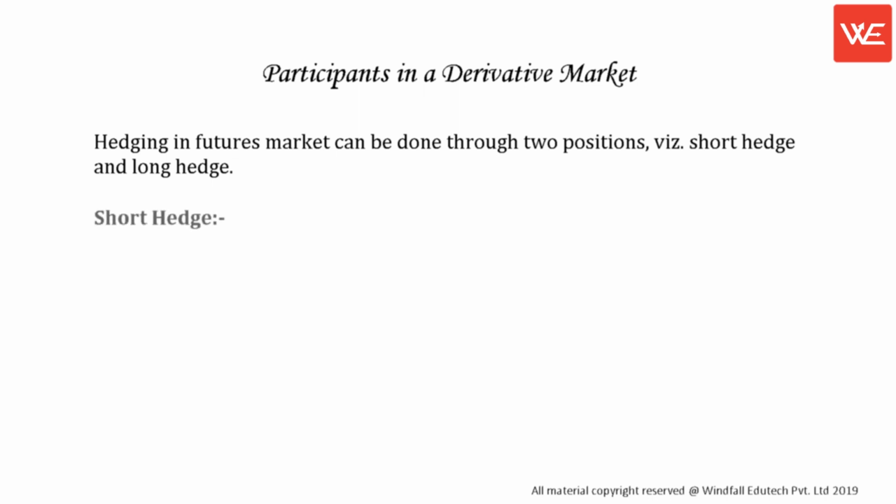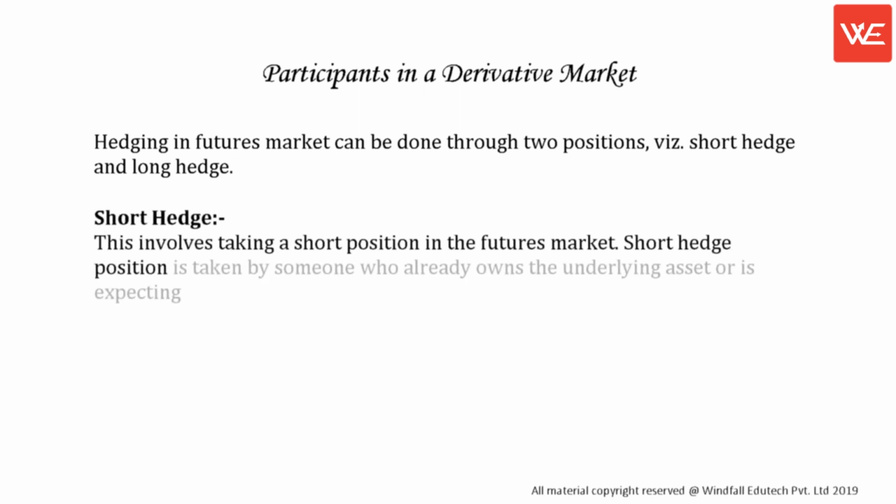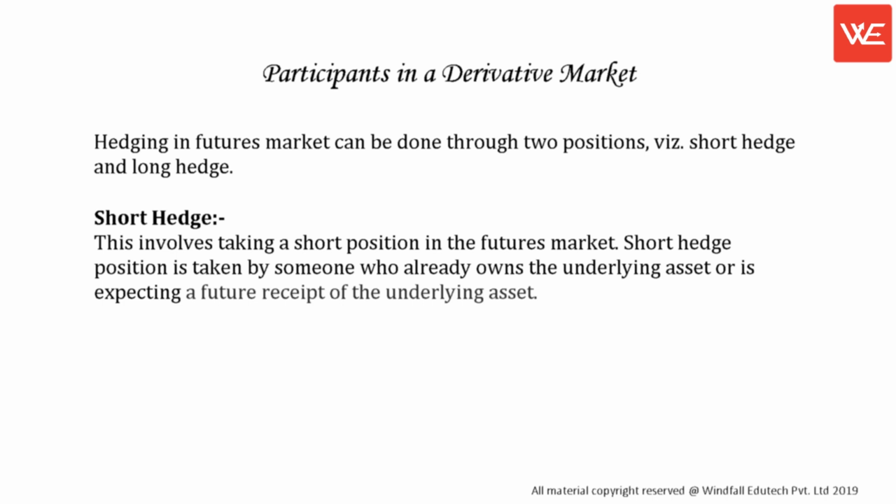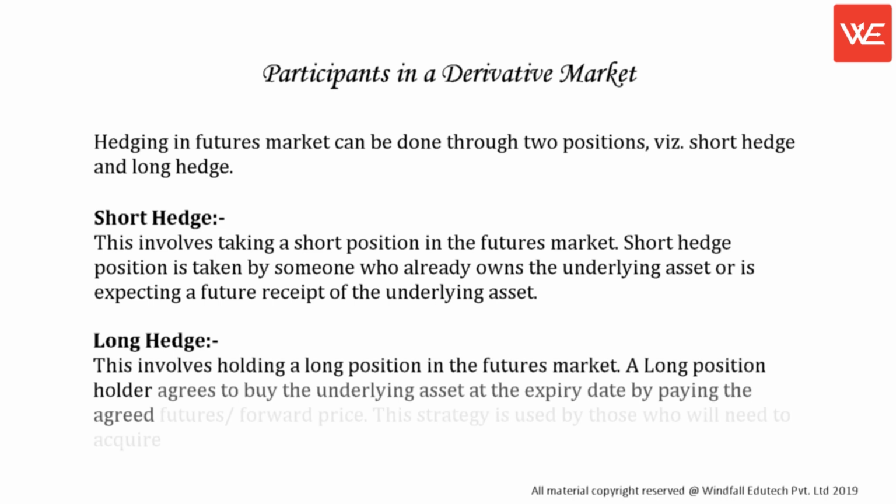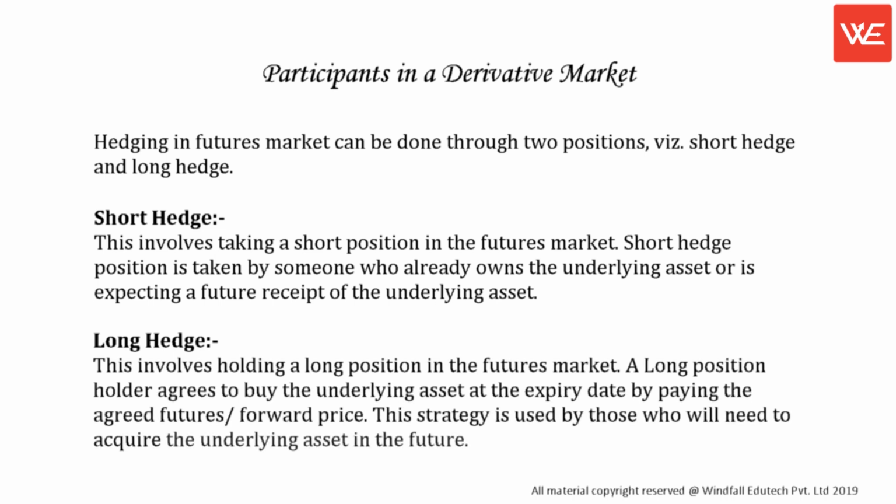Short hedge. This involves taking a short position in the futures market. Short hedge position is taken by someone who already owns the underlying asset or is expecting a future receipt of the underlying asset. Long hedge. This involves holding a long position in the futures market. A long position holder agrees to buy the underlying asset at the expiry date by paying the agreed futures price. This strategy is used by those who will need to acquire the underlying asset in the future.